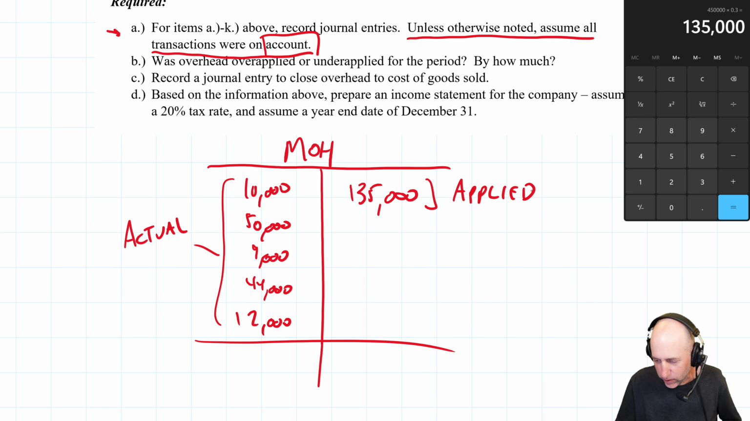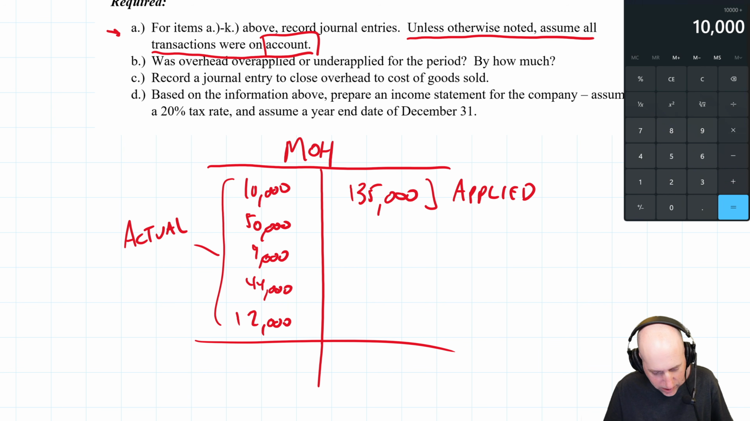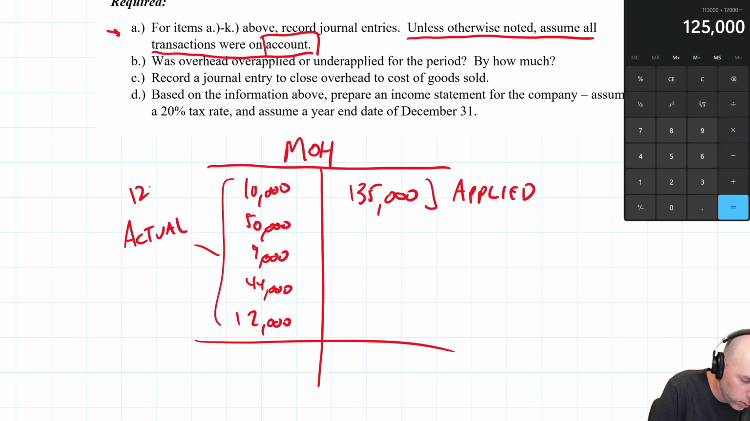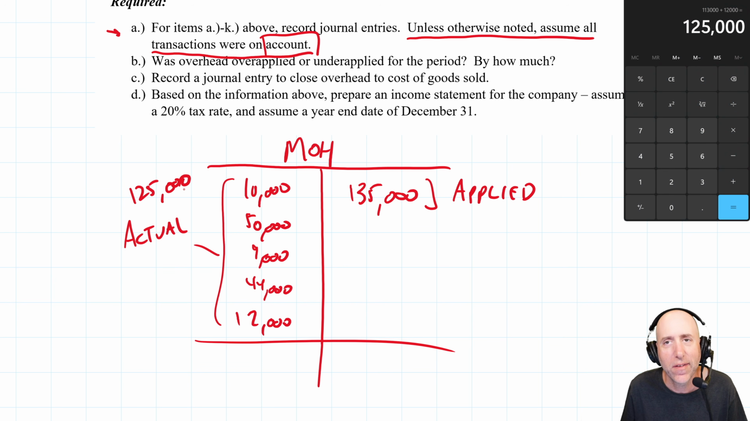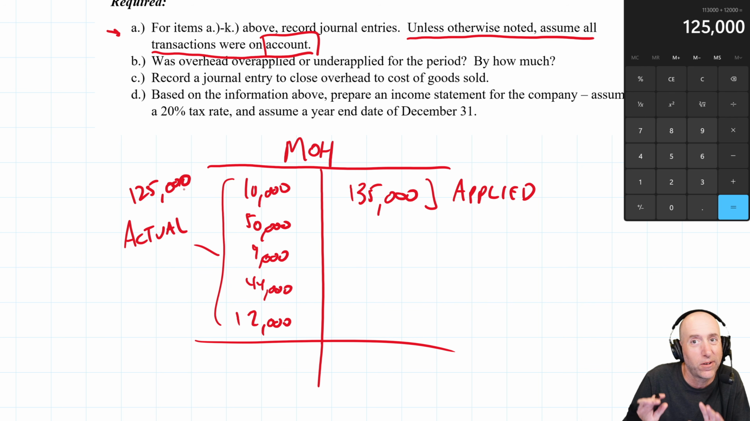My actual overhead, though, was a different number. 10 plus 50 plus 9 plus 44 plus 12. Okay, there you go. My actual overhead was 125. My applied overhead was 135. I applied $10,000 too much overhead, right? My guess on overhead was $10,000 off. Now, that's not terrible, but it's off.